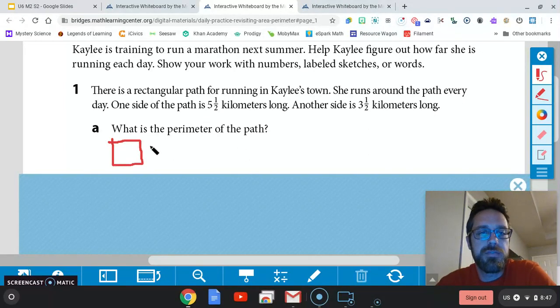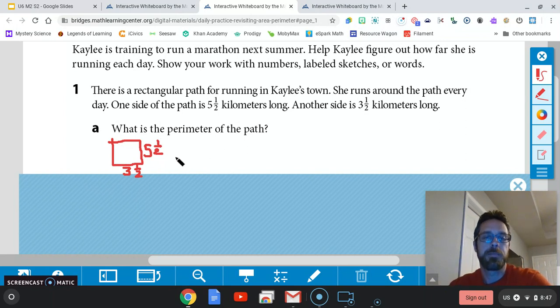On one side, it's 5.5. So I'll put 5.5. Okay. All right. And kilometers long, and the other side is 3.5. So then we'll put this at 3.5. All right. So there we go. We got 5.5 and 3.5. What is the perimeter?